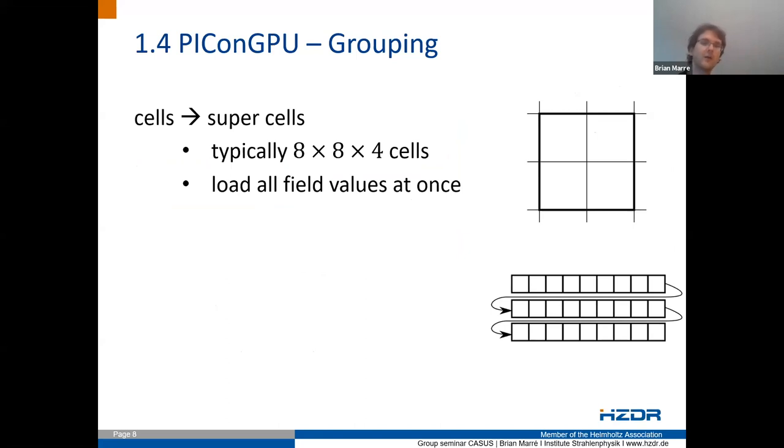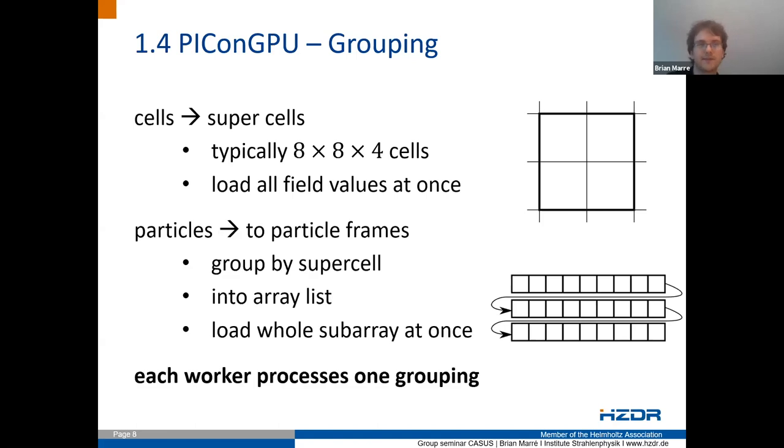Specifically in PIConGPU, we group cells into so-called supercells. That's typically simply 8x8x4 cells as some sort of chunk of space you're working on. And you load all field values of those cells in one go, therefore avoiding loading them twice for cells inside this volume, in addition to a guard region, which gives you some sort of neighbor region of this supercell. The second thing is the same thing you do for particles, in which you group your particles into so-called particle frames. The idea here is that we group our particles by the question of which supercell they are actually in.